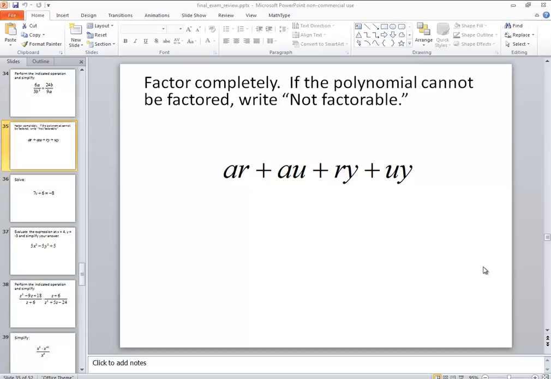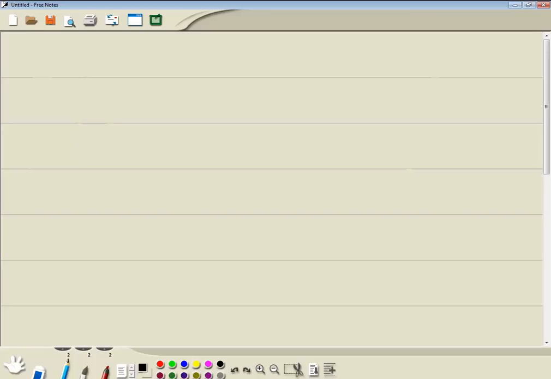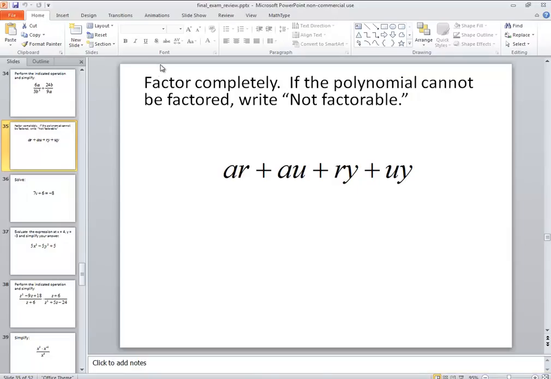Let's take a look at this problem. We want to factor this. So we've got AR plus AU plus RY plus UI.